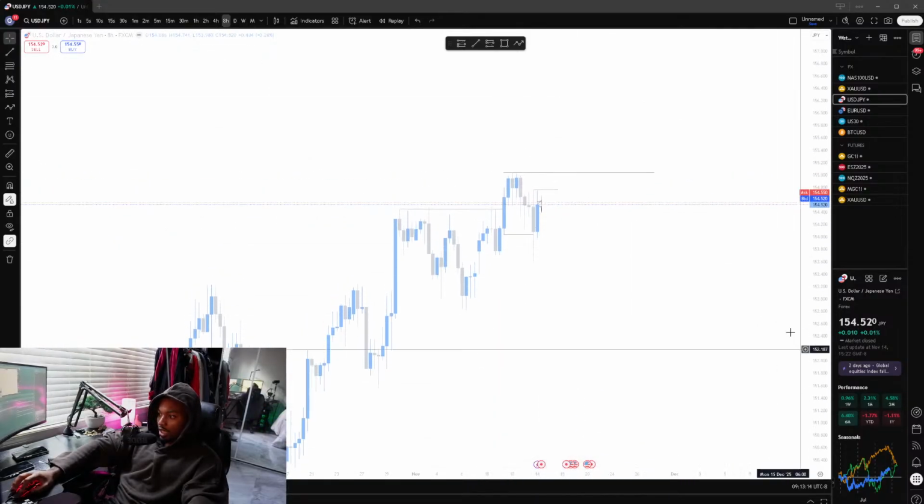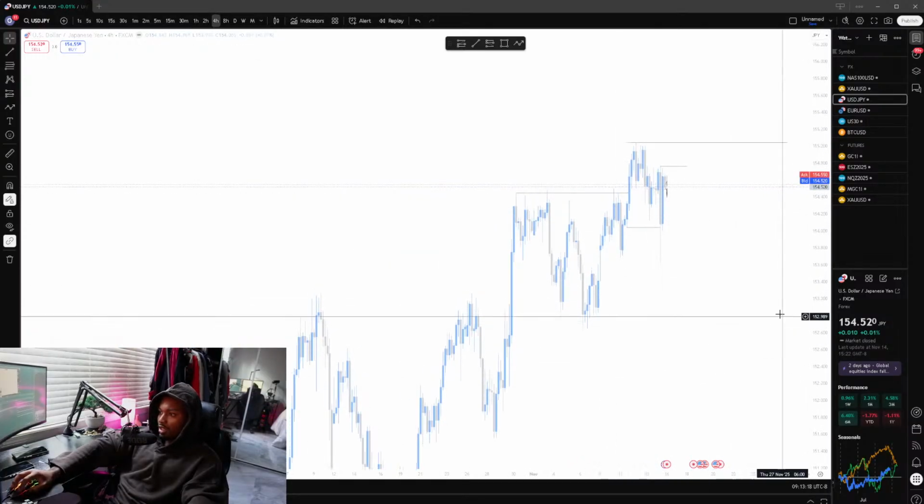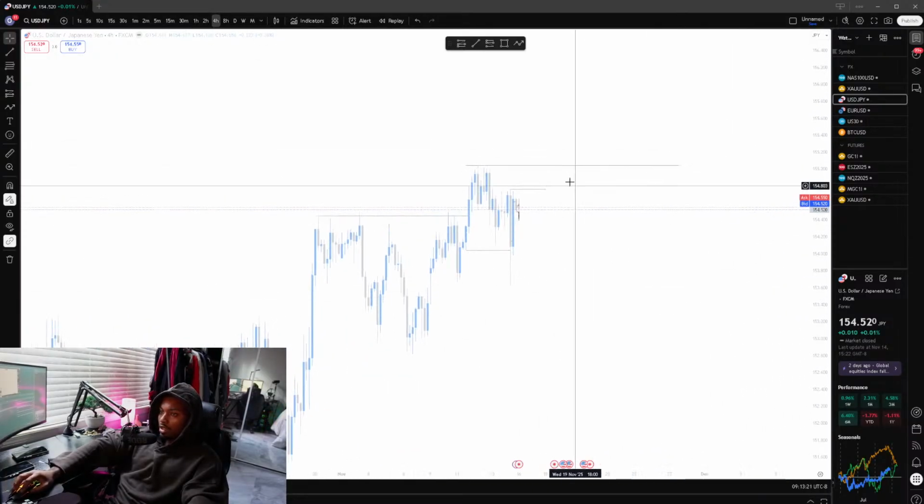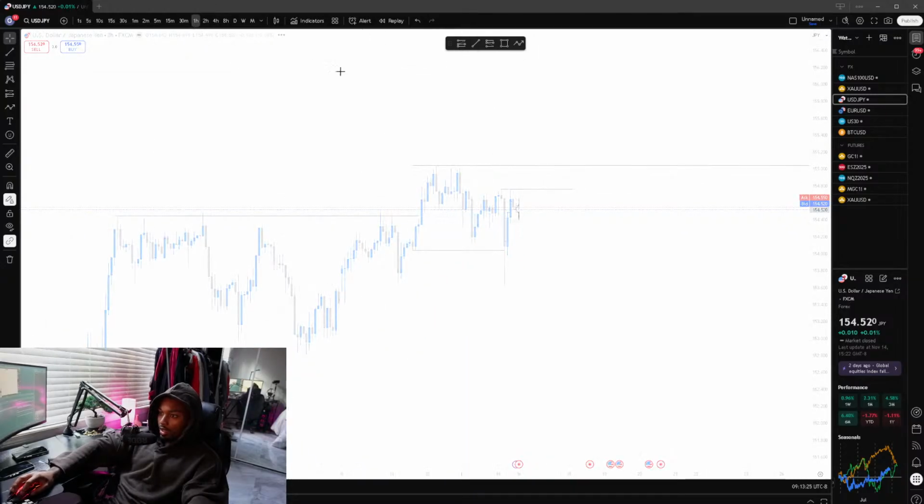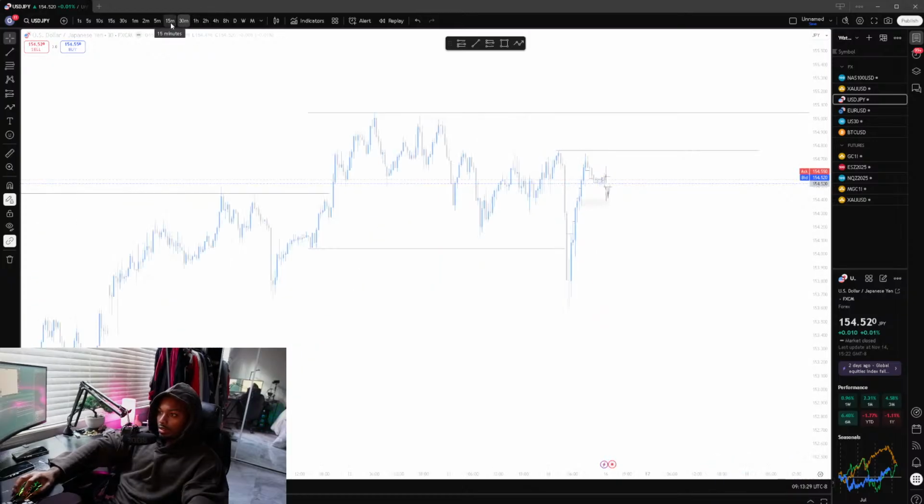Tapping into an SND now. 4 hour, same thing. Tapping into an SND now. Still want to see the liquidity get cleared here. 2 hour, same thing. 1 hour, reaccumulation. 30 minute, still has to clear this high.